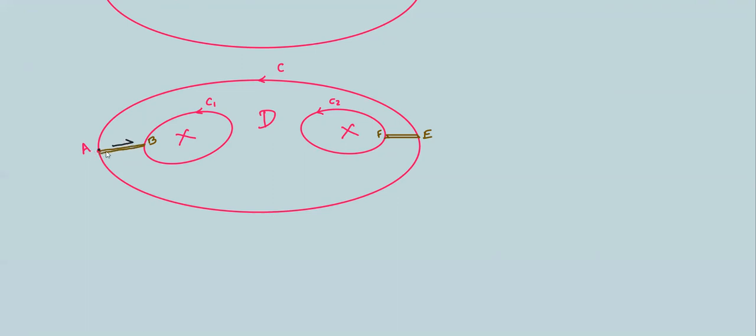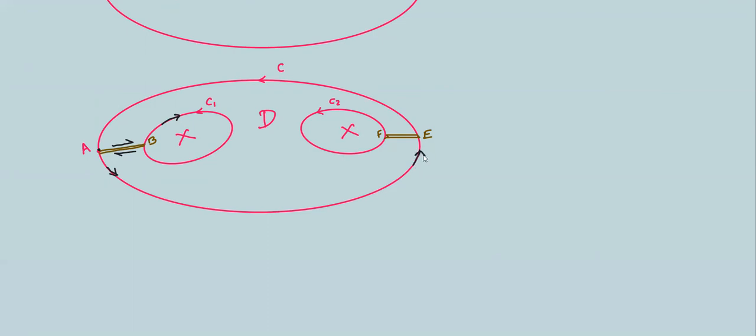Now let us take a black marker. First, let us start from A, AB. Then we go along C in the reverse direction. Then come back here. Then from BA, then we go along this path C. What are we trying to do? We are trying to cover all points D and circle along these regions where the function is not defined.